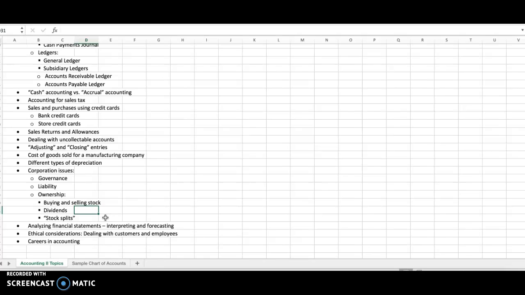Not only knowing what's on and how to construct a financial statement, but interpreting it for the owners and the stockholders, and also forecasting, using that information to predict the future.